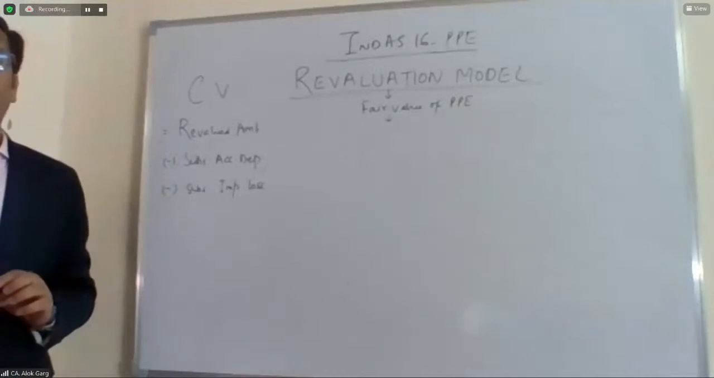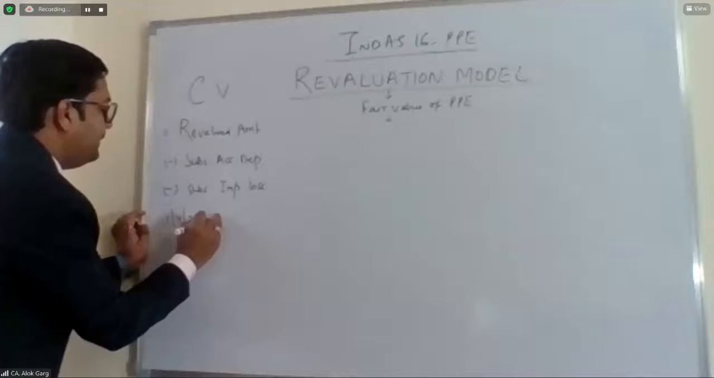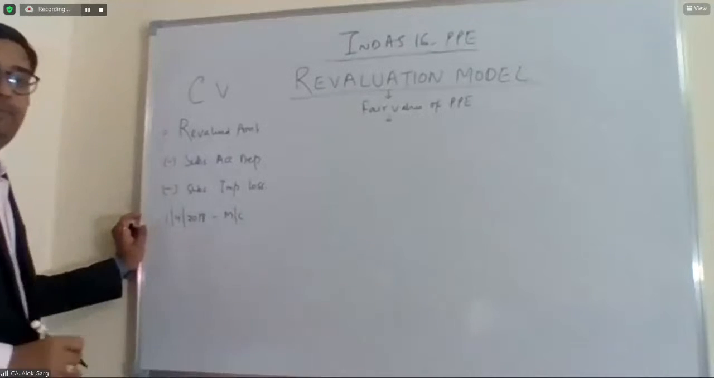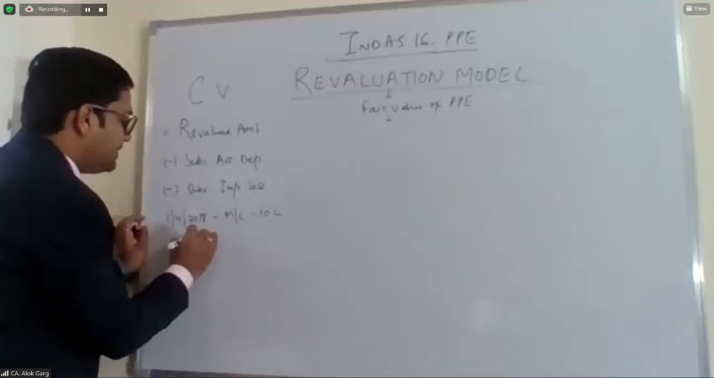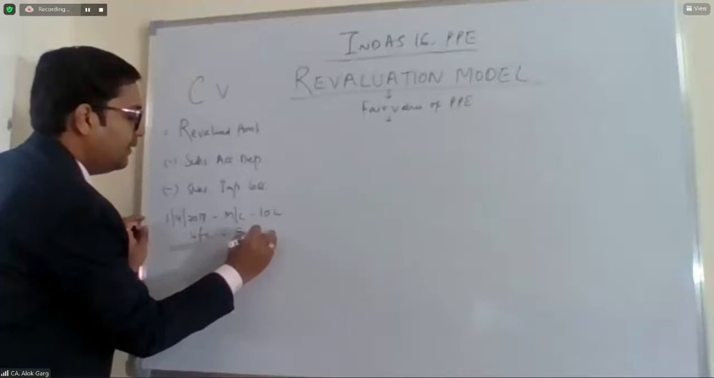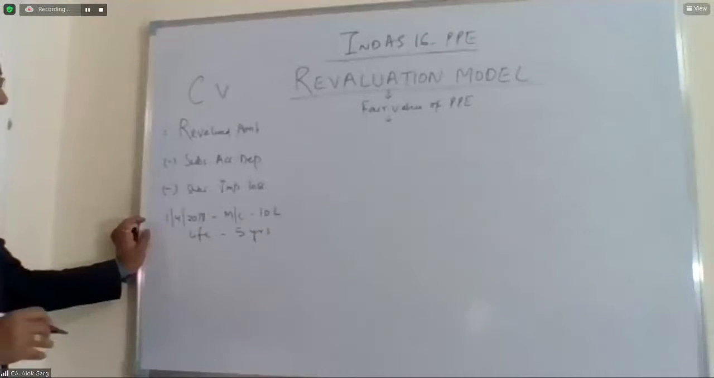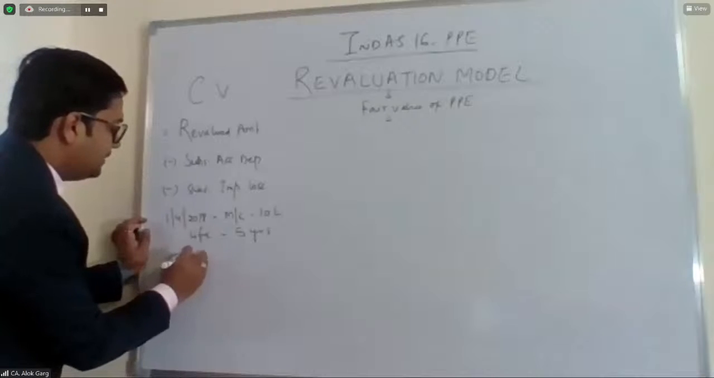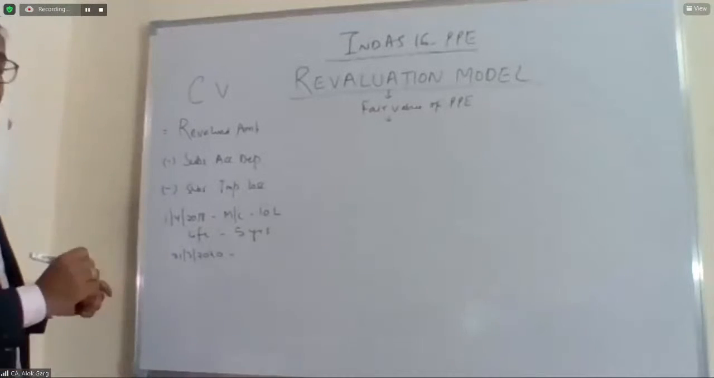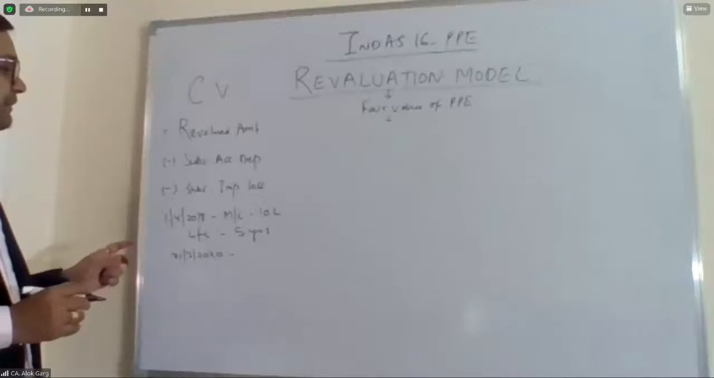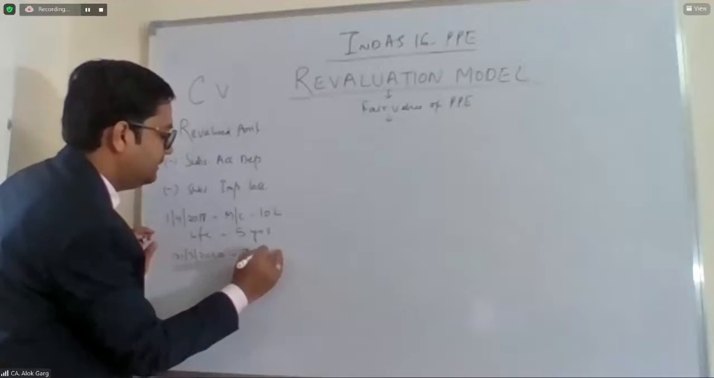I'll explain. For example, on 1st April 2018, the company purchased a machinery for rupees 10 lakh. The life of the machinery was 5 years and scrap value is 0. On 31st March 2020, the company did the fair valuation of that machinery. Let's say the fair value was 7 lakh rupees.